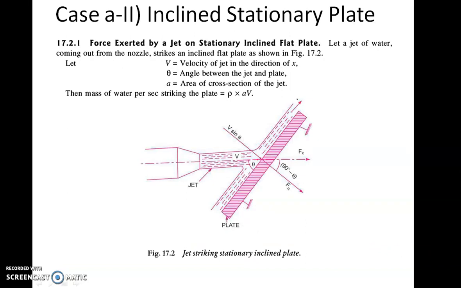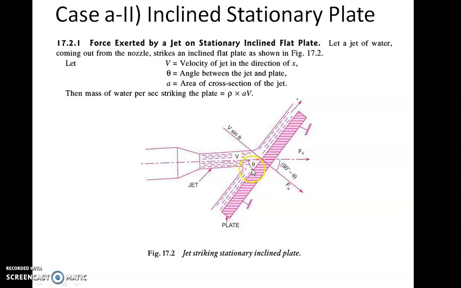Now let us see the next case, that is the force exerted by the jet on the inclined stationary plate. In this case the plate is an inclined one. Now this is a very interesting case. Initially in the first case it was vertical, now it is inclined. So it is inclined at an angle theta as given in the figure.